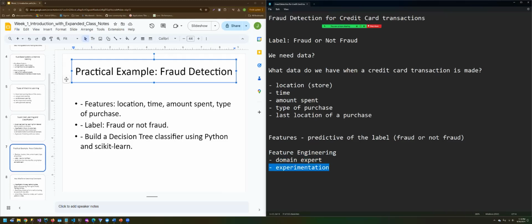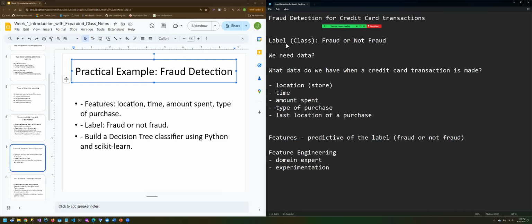Now notice I'm not a fraud expert, but I do know something about credit card transactions, right? Intuitively we know these things. And so these are called features. And these features help predict the label. This is also called a class.